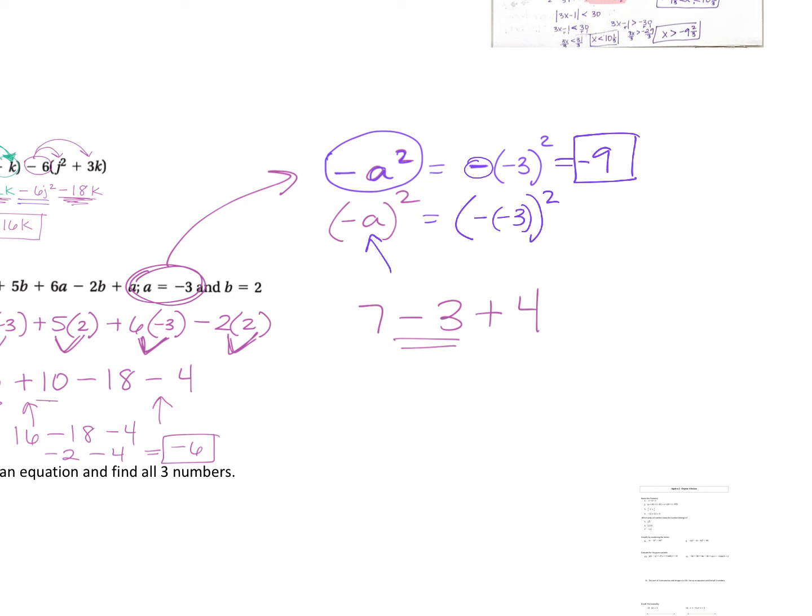That one looks like that, right? So it's the opposite of A, which is -3 made opposite, so a +3, and then you square it. Do you see the difference? If there's a negative with no parentheses around it, don't put parentheses around it. You would square this first and then change the sign, okay? That's the opposite of A squared. This is the opposite of A, and then square it.